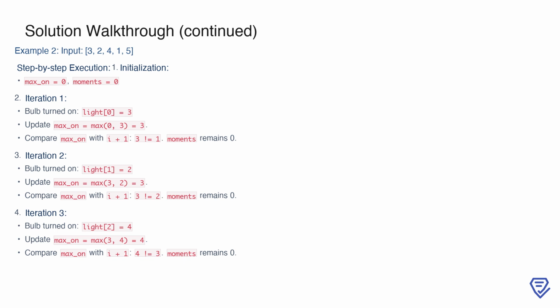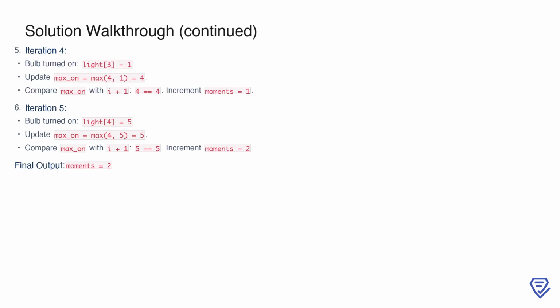Moving to the third iteration, bulb 4 is turned on. Now, max_on is updated to 4, the maximum of 3 and 4. But max_on still does not equal i plus 1, which is 3, so moments remains 0. In the fourth iteration, bulb 1 is turned on. While max_on remains 4, we see that it finally equals i plus 1, which is 4. This means all bulbs from 1 to 4 are blue, and we increment moments to 1.